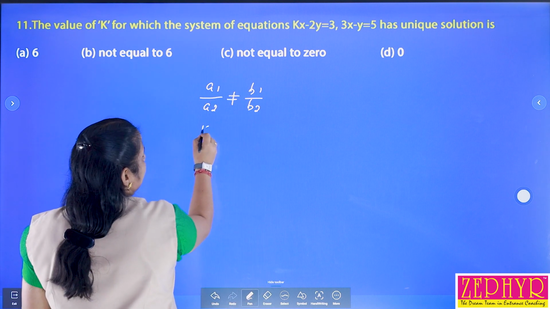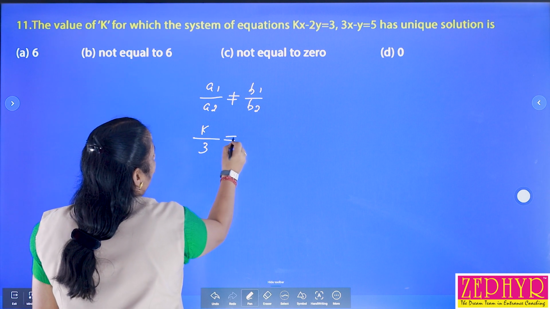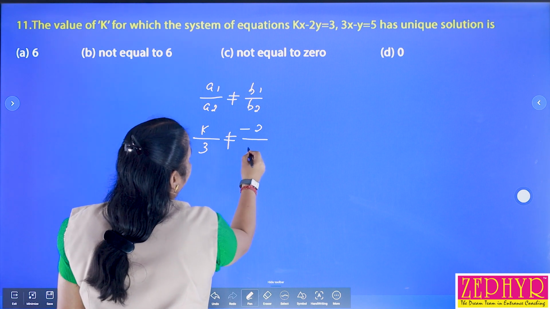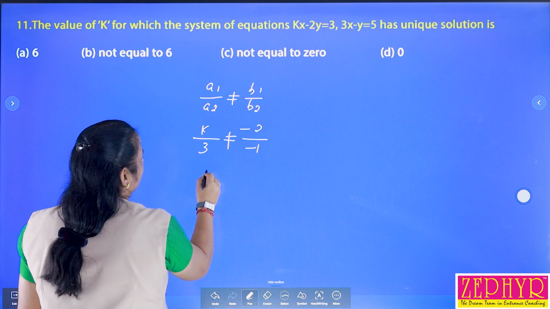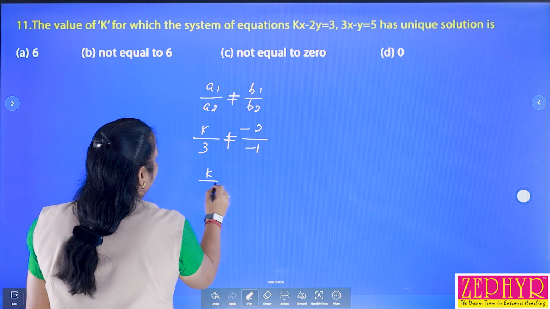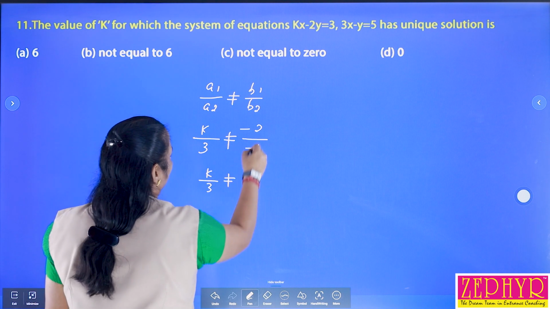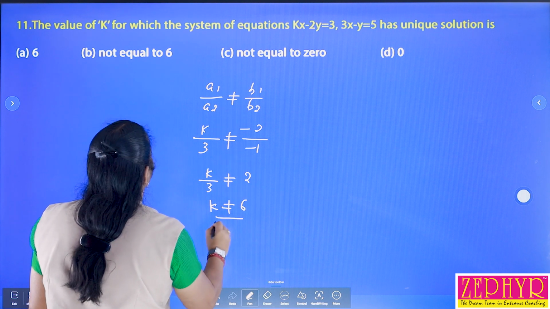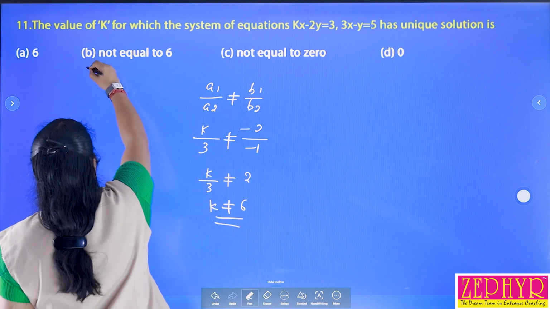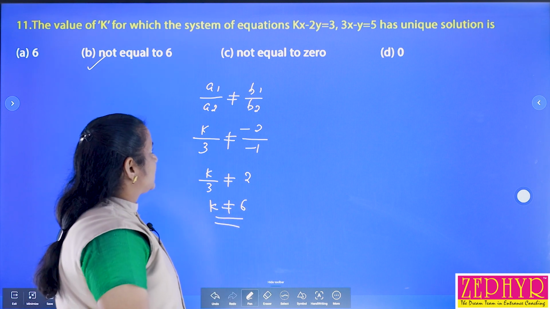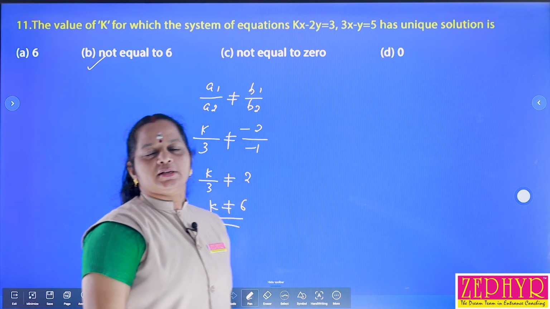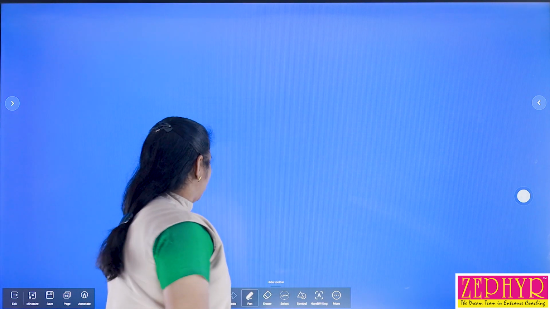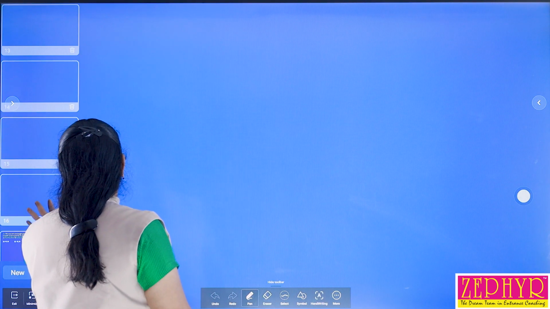What is a1? k by 3 not equal to b1, what is b1? Minus 2 divided by minus 1. So k by 3 not equal to 2, or k not equal to 6. That is the answer: k not equal to 6. The value of k for which the system of equations has a unique solution. These types of questions are always very easy and it is a very important type of question.